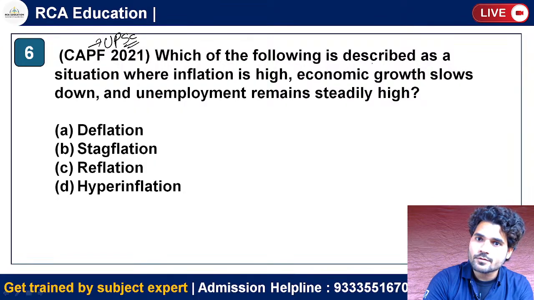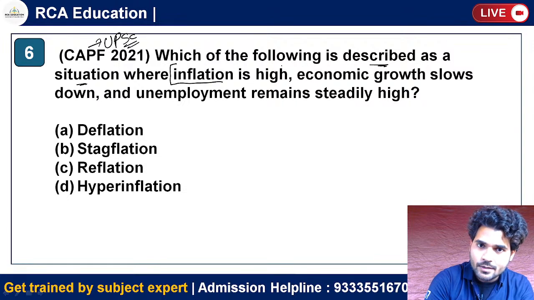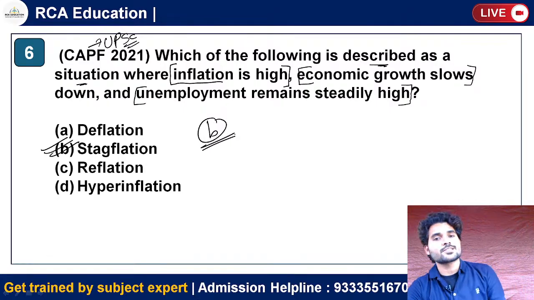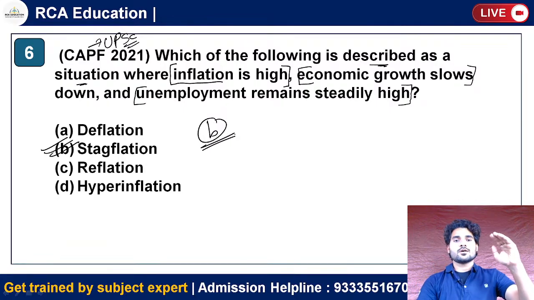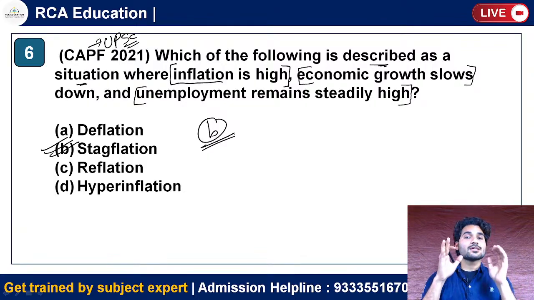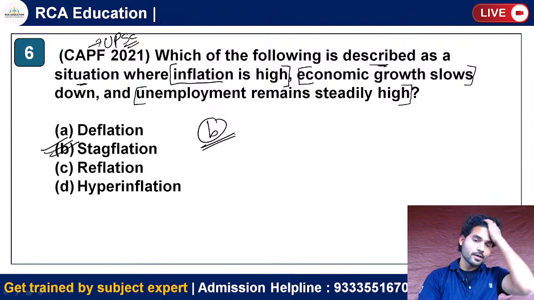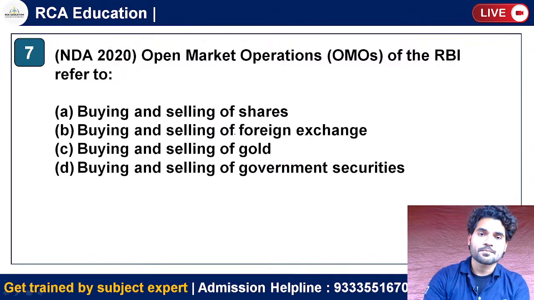Which of the following is described as a situation where inflation is high, economic growth slows down, and unemployment remains steadily high? This situation is known as stagflation. Remember this. It is called stagflation when there is high inflation, slow economic growth, and high unemployment. Next question.